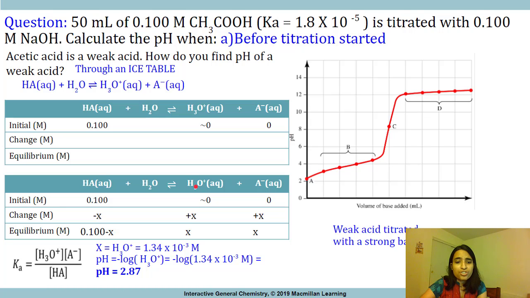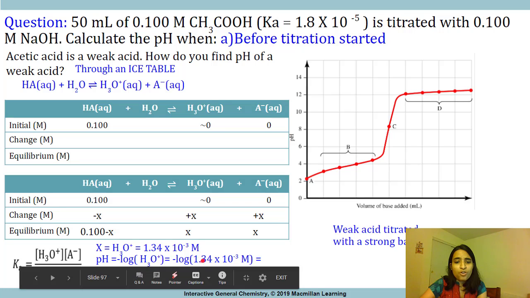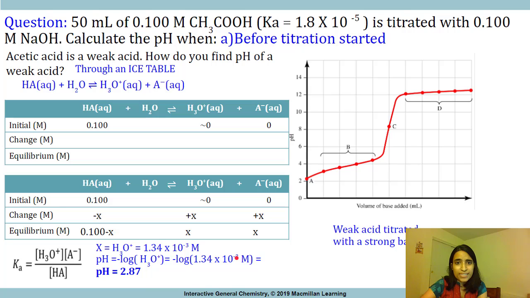If you have the hydrogen concentration, we can do negative log of that to get the pH, which we got as 2.87. So let's go on to the next section. This should be a review for all of you.